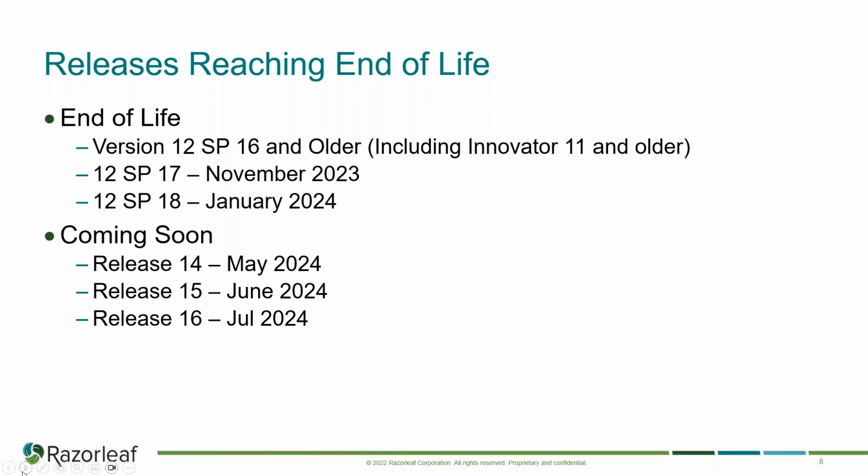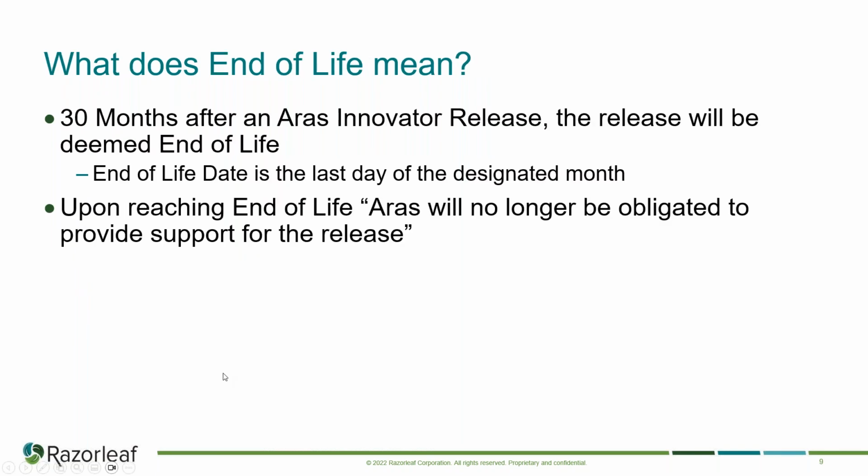So those of you may be asking yourself, what is that end of life window? So with 30 months after an Aras Innovator release, that release will be deemed end of life. So for example, release 14 came out around November of 2021. So that end of life date is going to be coming up here within this year.